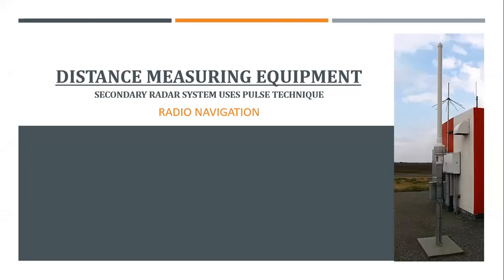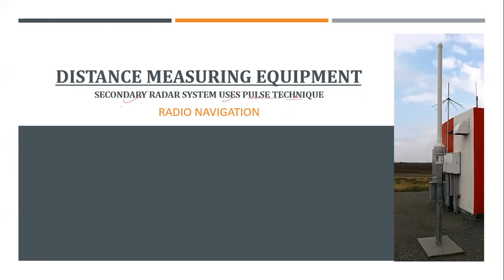DME stands for distance measuring equipment. Now we already know what it measures from the word itself, right? Distance. But we'll see it is not the lateral or horizontal distance, it's the slant distance that it measures. And how does it measure? It uses the secondary radar system using the pulse technique.